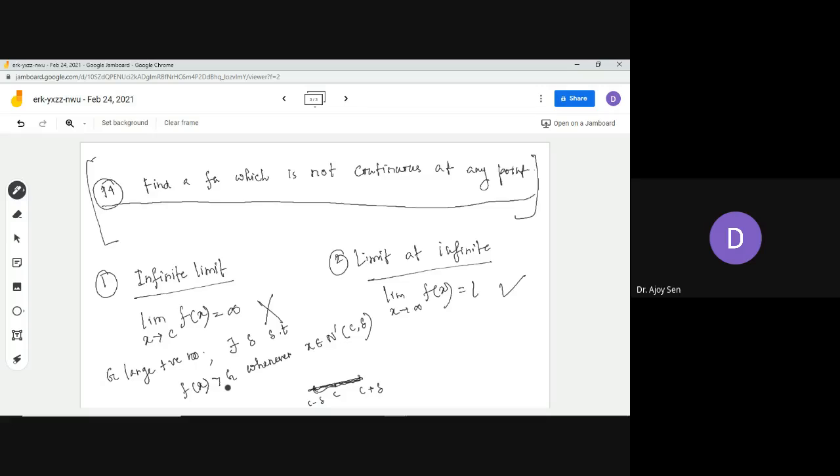Because whenever the value of the limit is infinite, that means the limit does not exist. So this is purely a concept. What is the concept? The concept is whenever x is approaching c, the value of the function is going towards infinity. What do you mean by it's going towards infinity?